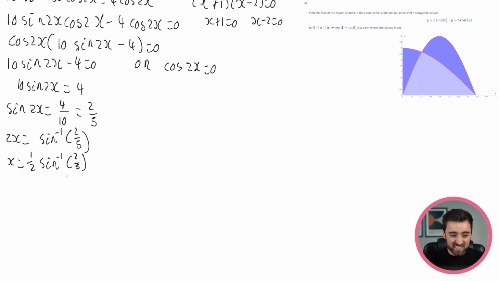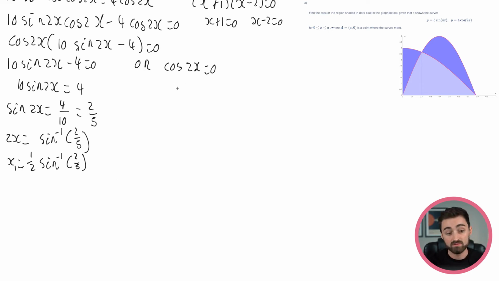So why don't I just leave it like this? There was nothing wrong with that, right? Yeah, we don't know exactly the number it is right now, but who cares? Why don't I just say, look, x1, the first point they intersect, is just going to be denoted by this. And then only at the very end, I'm just going to sub that number in. It's much easier.